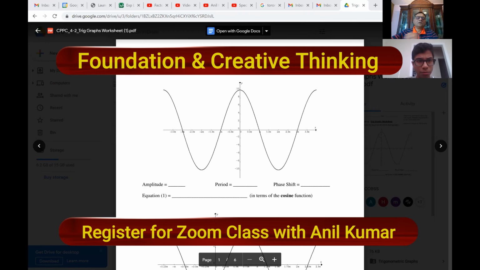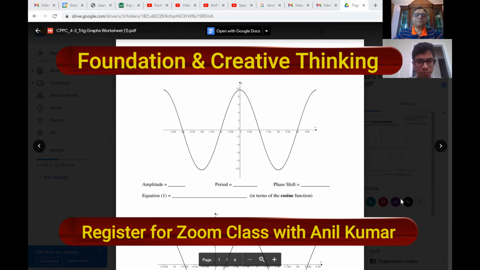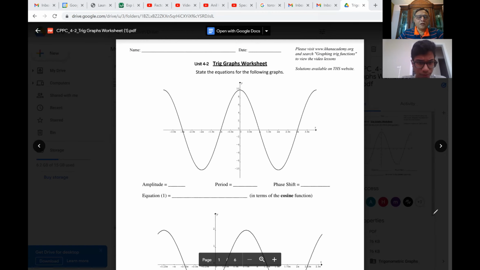Yeah, correct. So tell me, in this worksheet, what are you supposed to do? Oh yeah, so basically you're supposed to find the amplitude, the period, and the phase shift, and then put the equation in terms of cosine. Okay. So can you help me do the first question?